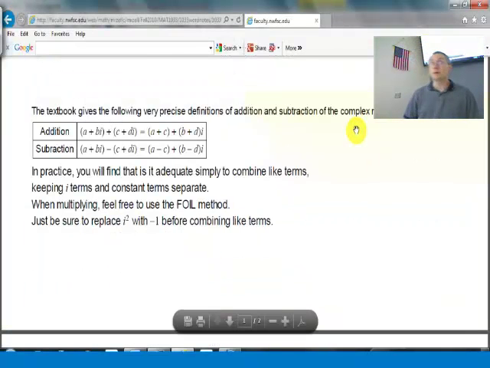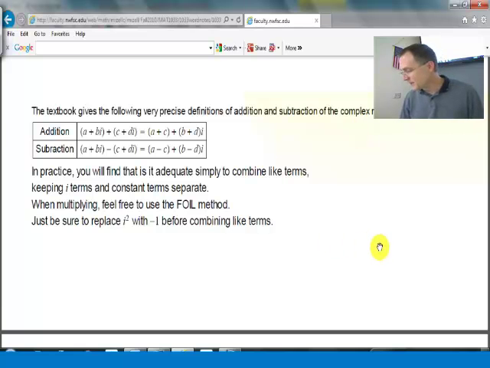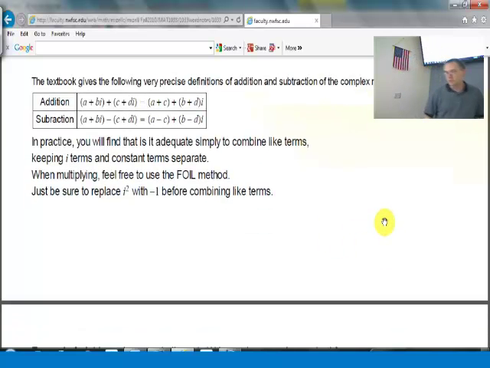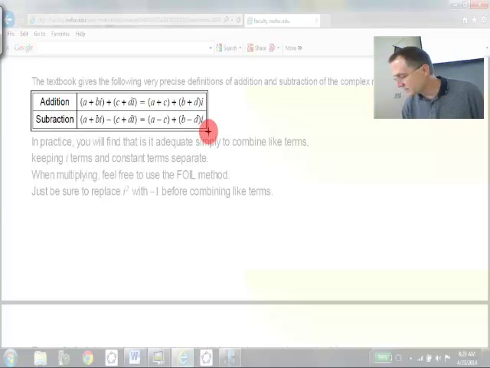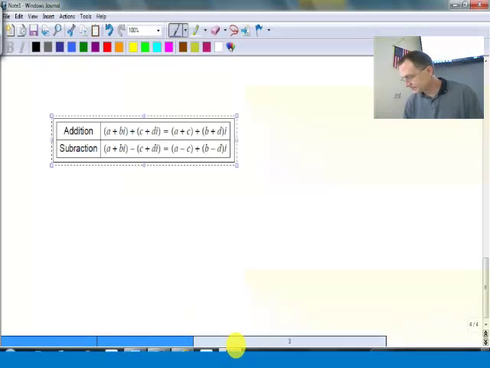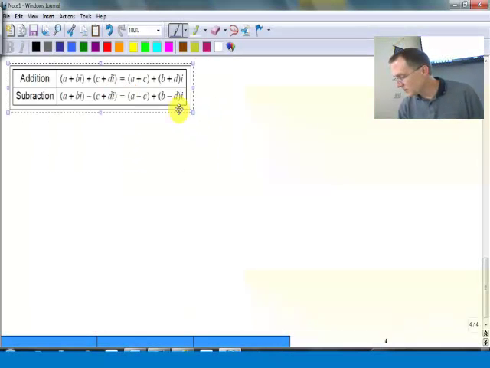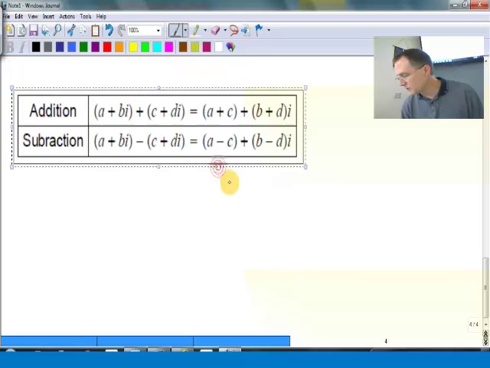That's not to say it won't be on the Chapter 9 test, adding, subtracting, multiplying, dividing. But you don't see much of this adding, subtracting, multiplying, dividing that we're about to do, say, in a college algebra course. There are some official rules for how to add and how to subtract complex numbers. And we should at least acknowledge those rules.